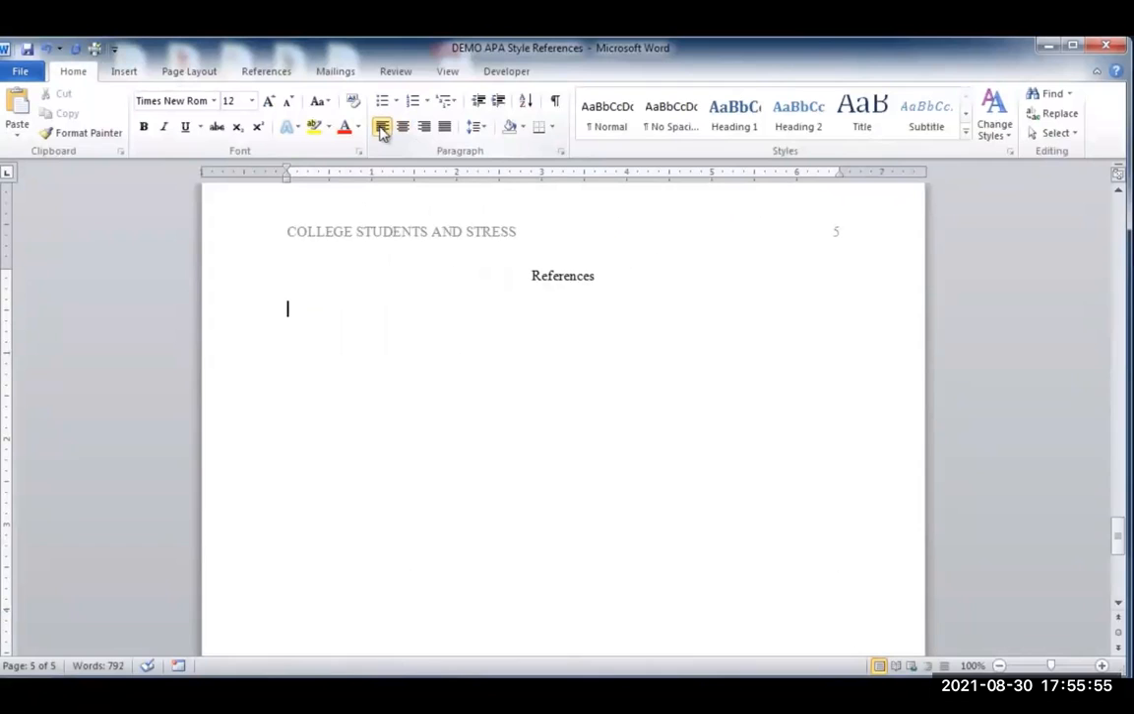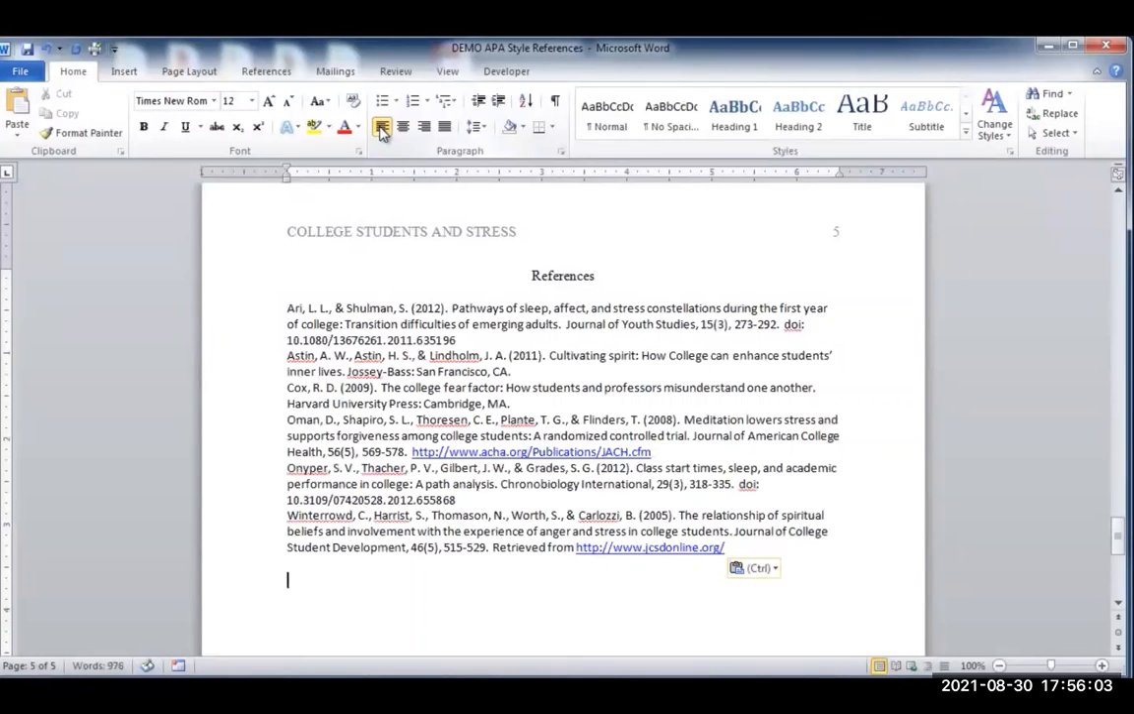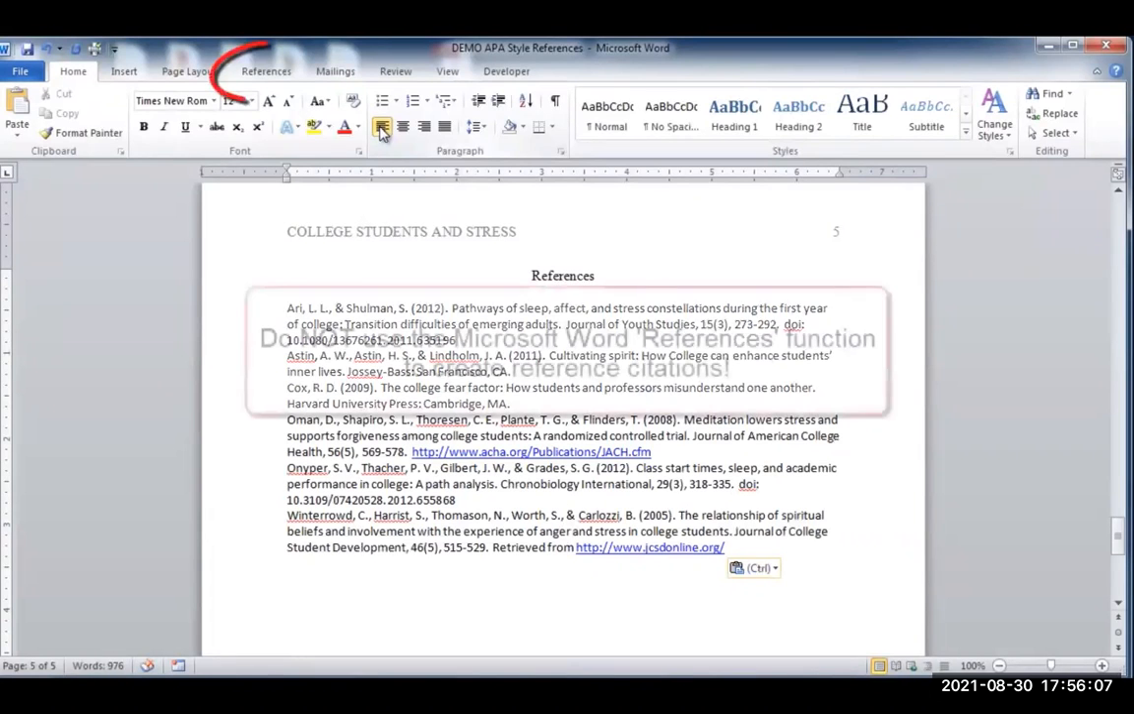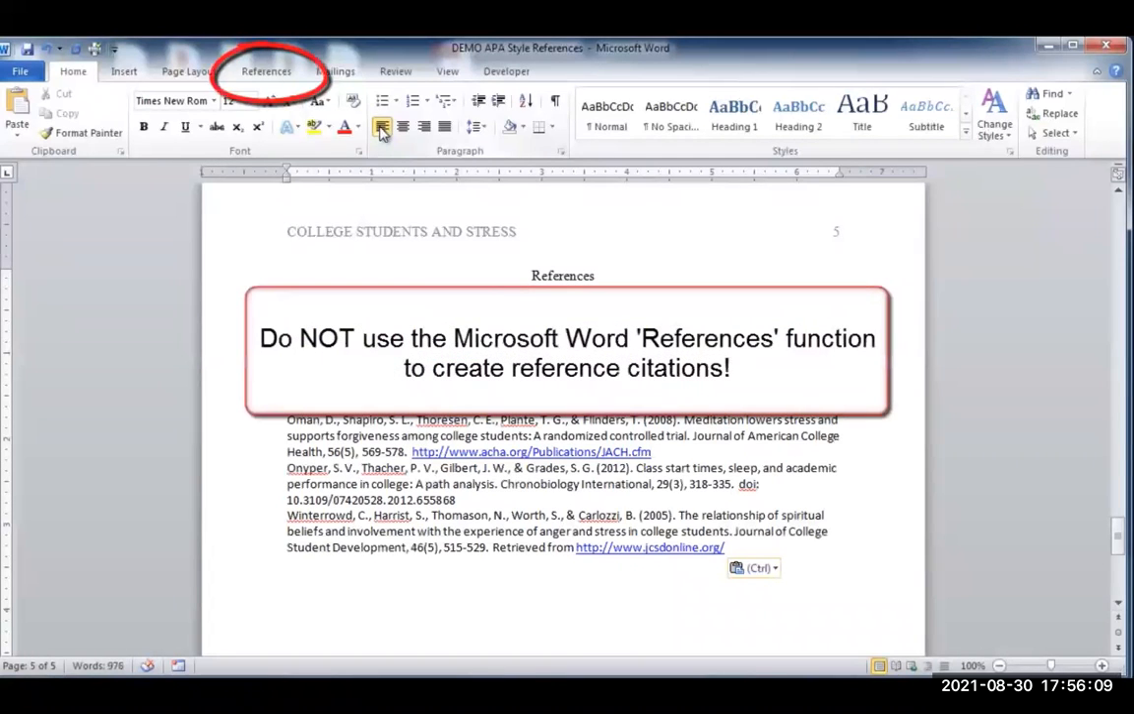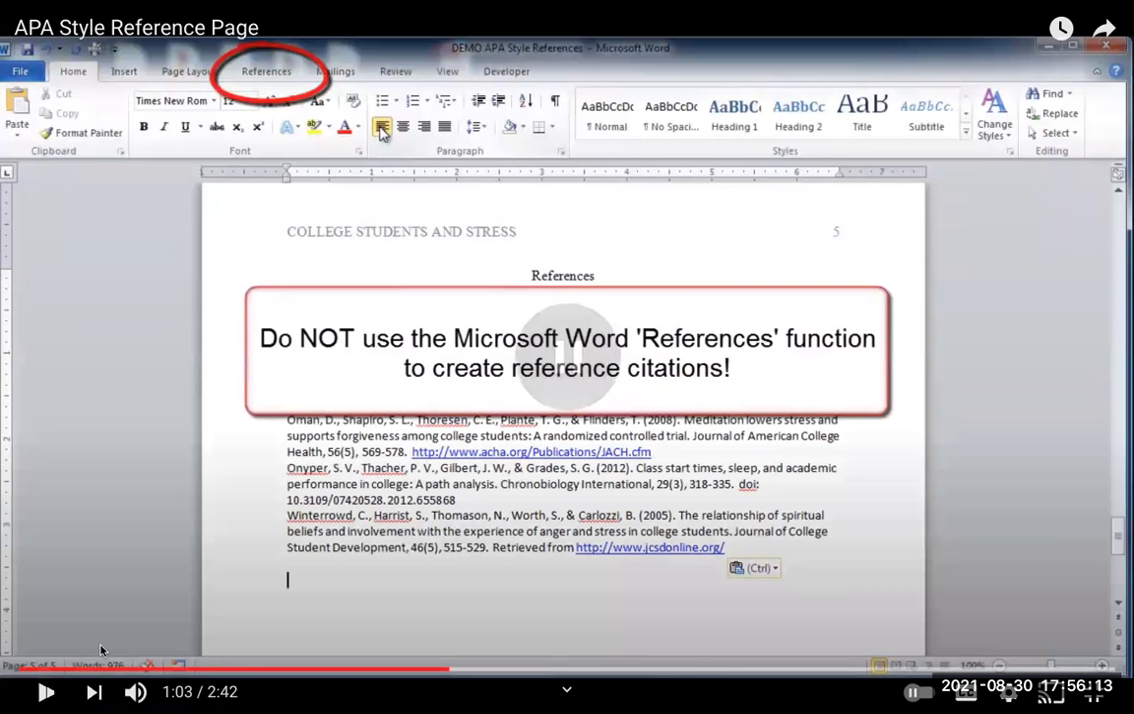If you have formatted your citations using citation software, copy and paste those into your reference list now. If you have not, create your references at this time. One note on citation software. Please listen. Do not use Microsoft Word to create your references. Did you hear?